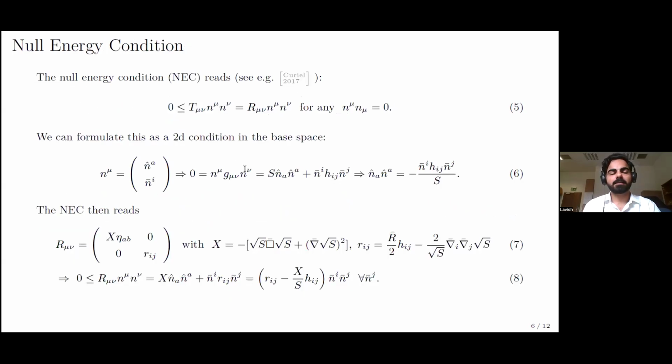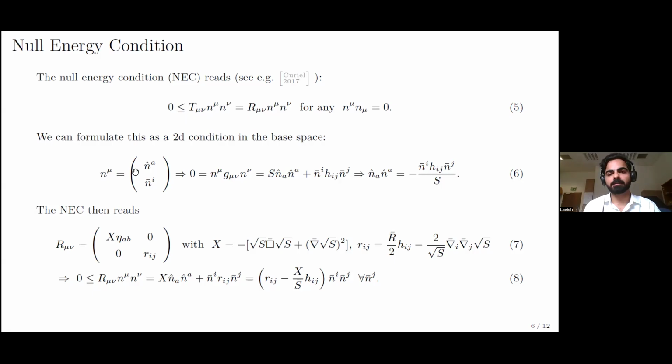Now to check the physical condition for our metric ansatz, we investigate the null energy condition. The null energy condition is the statement that the stress energy tensor for the bulk spacetime contracted with the null vector is greater than or equal to 0. And if we assume Einstein's equation, this implies the Ricci tensor contracted with null vectors is greater than or equal to 0. We can formulate this problem as a two-dimensional condition in base space.